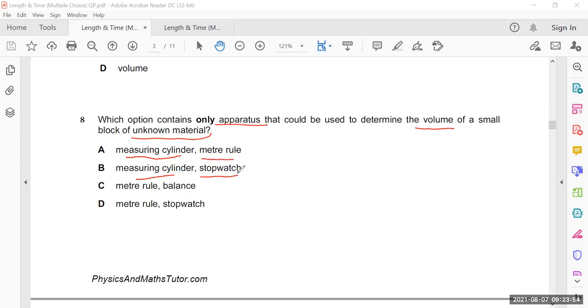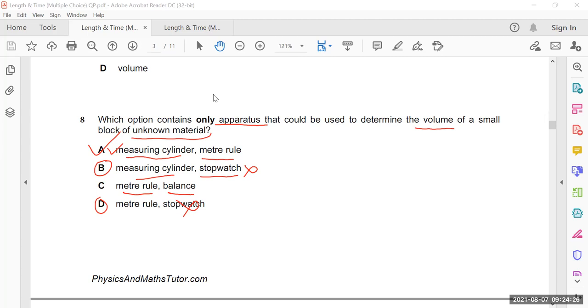Was a stopwatch in that recorded video? I have not used any stopwatch. So for the calculation of volume, a stopwatch is not required. Wherever you find the stopwatch, remove that answer. So remove option B, remove option D. Now you have to work only on options A and C. A balance is also not required. We are not going to calculate any density, that is mass divided by volume. So this is not required. But the right answer is A. Measuring cylinder and meter rule.